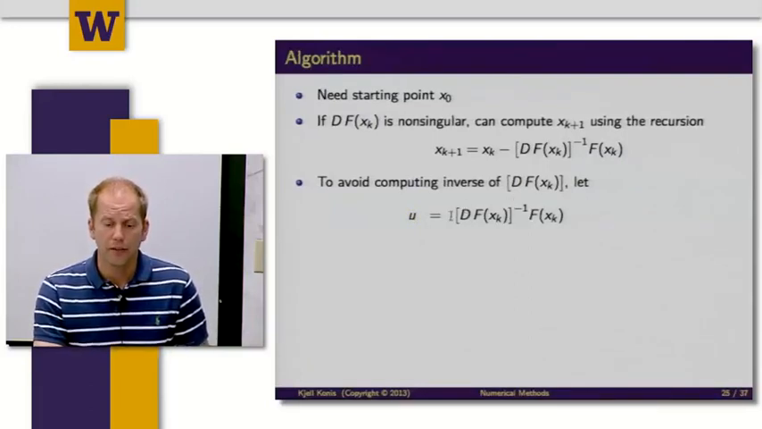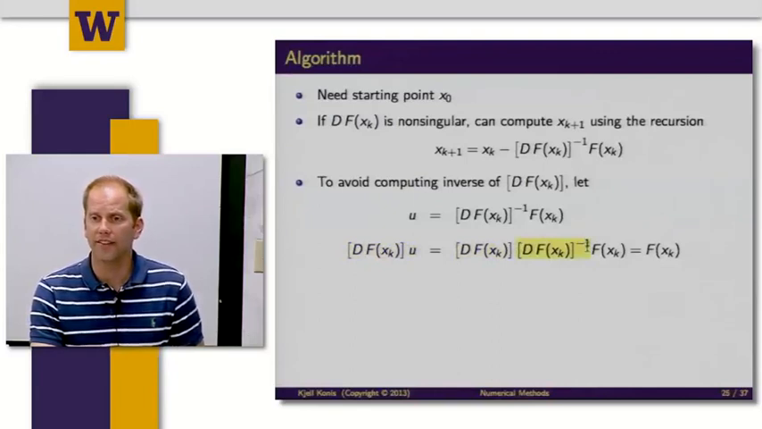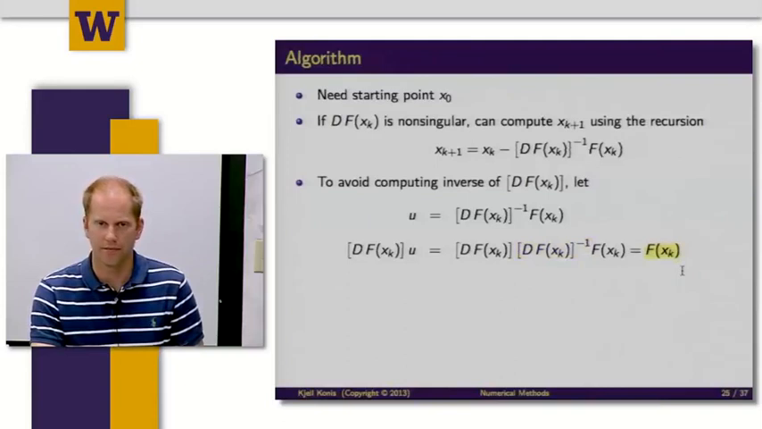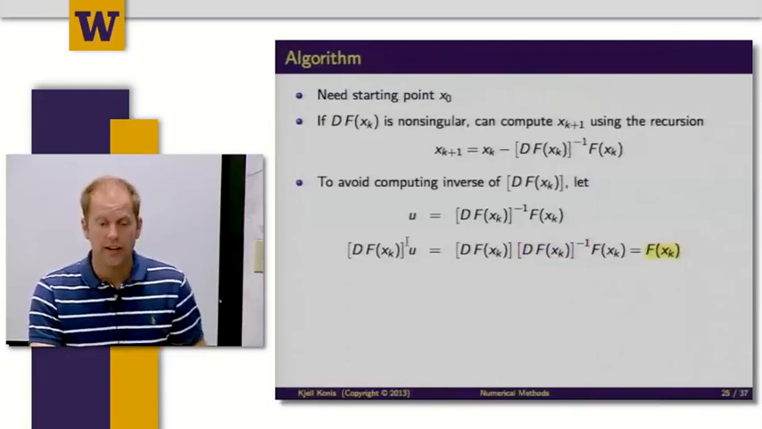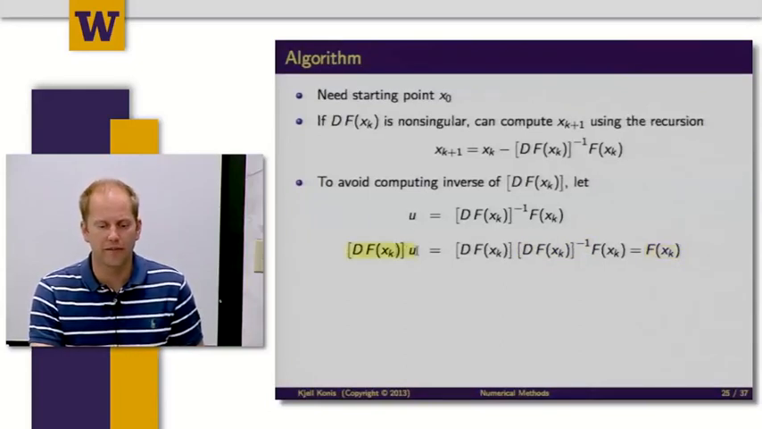And then I'm going to multiply both sides by the gradient. So what I end up with is this gradient matrix times my unknown. And then here I have the gradient times its inverse. So that's the identity. So that's just going to be equal to the function evaluated at f of xk. And this is exactly the problem that we looked at in the linear algebra section. This is A times x equals b. So this is something that we know how to solve.